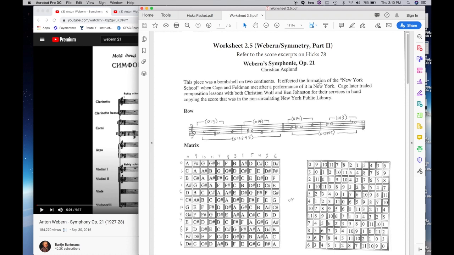They met each other and they became friends, and Feldman moved into Cage's building, and then pretty soon they met Earl Brown and Christian Wolff. And then I also mentioned that Christian Wolff and Ben Johnston were some of Cage's only students. His first assignment for them was to go to the New York Public Library, check out the only copy of this score that existed in New York City at that time, and copy it by hand.